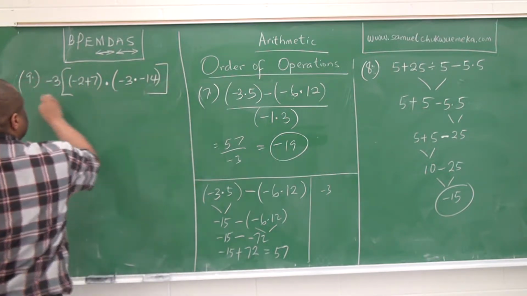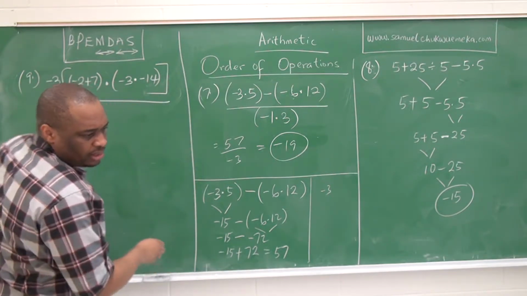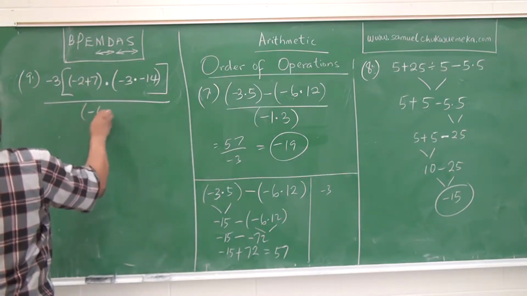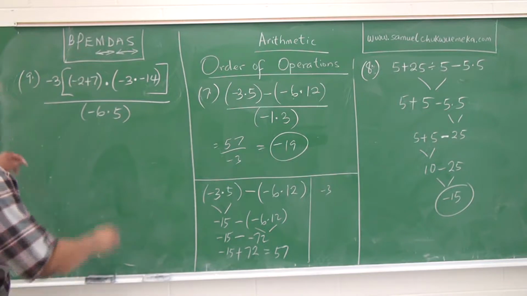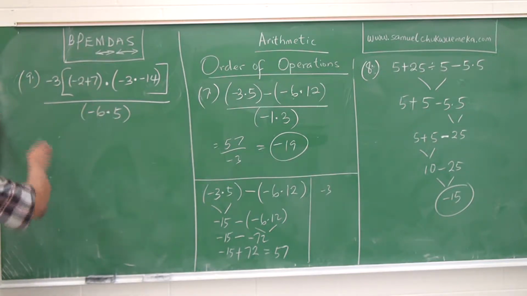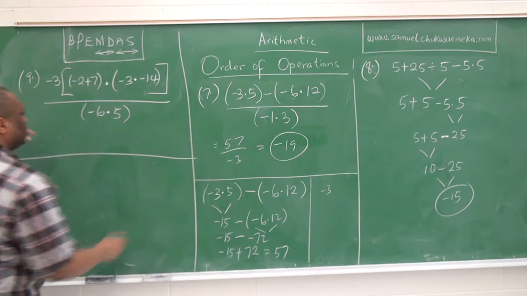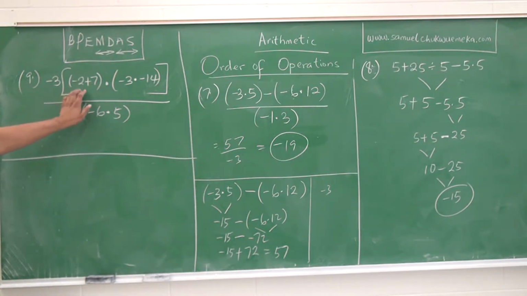Then close this all over. Negative 6 times 5. Okay. Here, let me draw this line. So I'll do the rough work here. Okay. Let's do this first one.